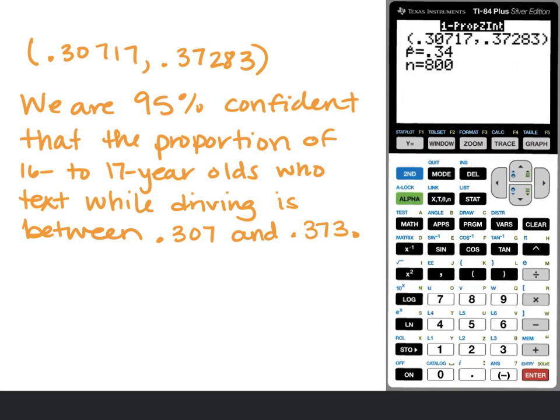Now, this did say proportion, so I kept it as decimals. In our next example, we'll see that we start out with percentages. We want to keep it in percentages, and so we'll have to make sure we're paying attention. What does the problem ask for? Does it ask for percents, or does it ask for proportions?